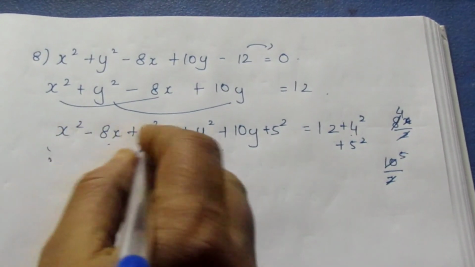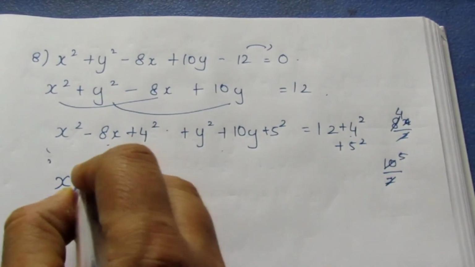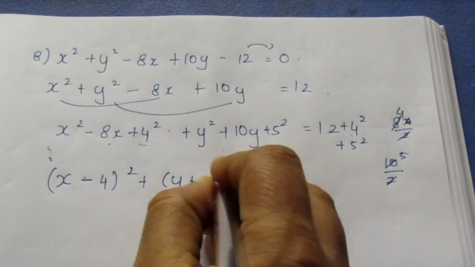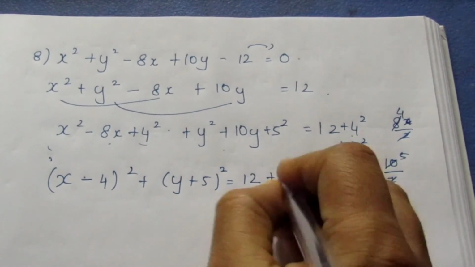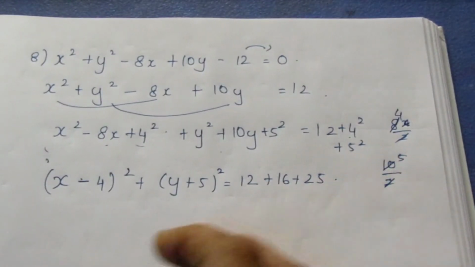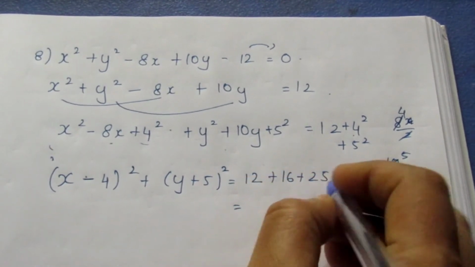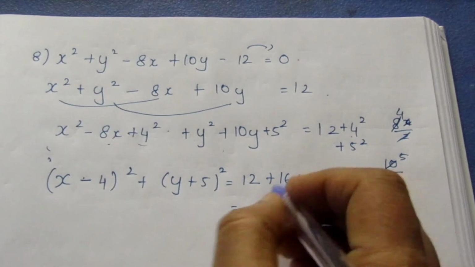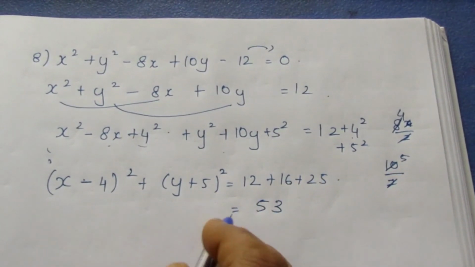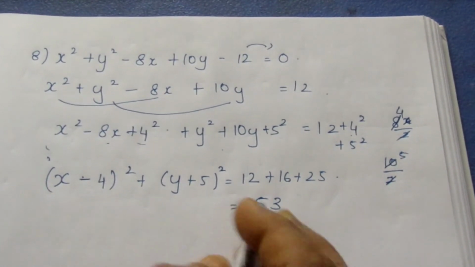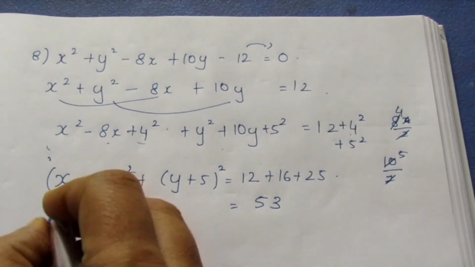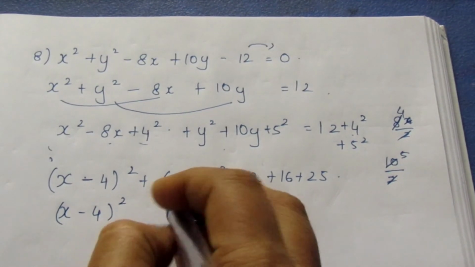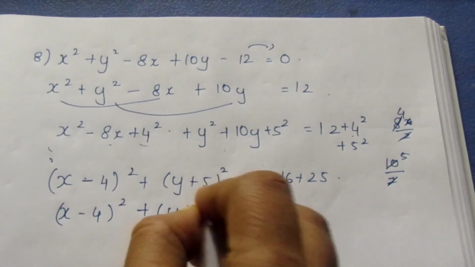Now this becomes the a minus b whole square formula, which is (x minus 4) the whole square plus (y plus 5) the whole square equal to 12 plus 16 plus 25. This becomes 53: (x minus 4) the whole square plus (y plus 5) the whole square.